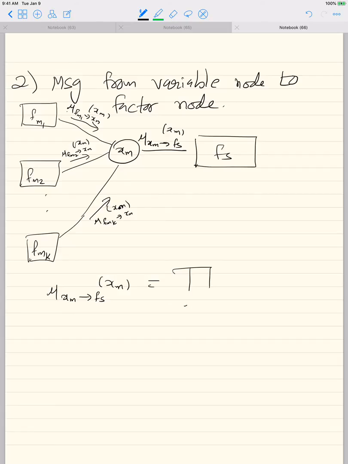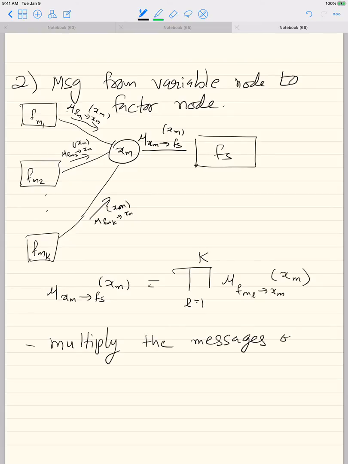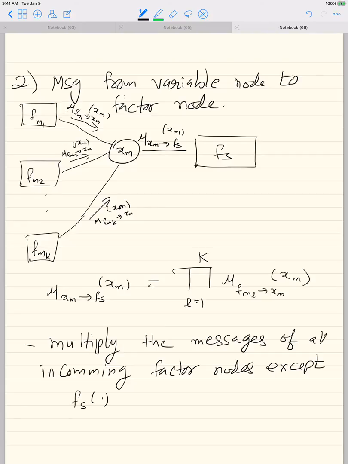We will just multiply the messages of all the other incoming factor nodes except the node fs.